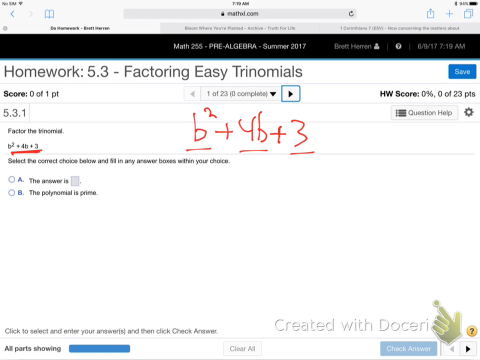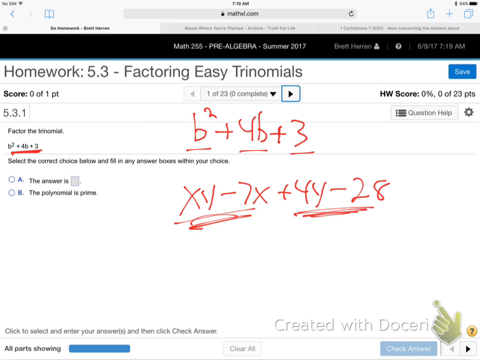7x plus 4y minus 28. What do you got? One more time. xy minus 7x plus 4y minus 28. Yeah, so that was a 4-termer. We did a 2-2 special deal. The first two had an x in common, right? And the last two had a 4 in common and all that kind of thing. Yeah, that was the 4-termers.